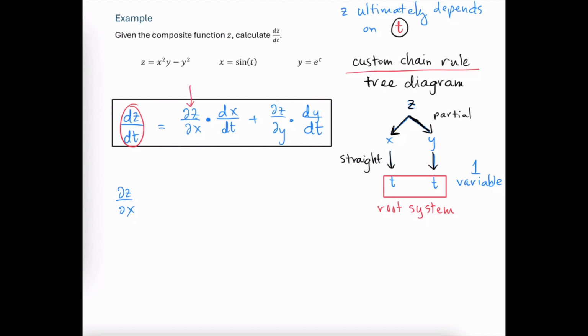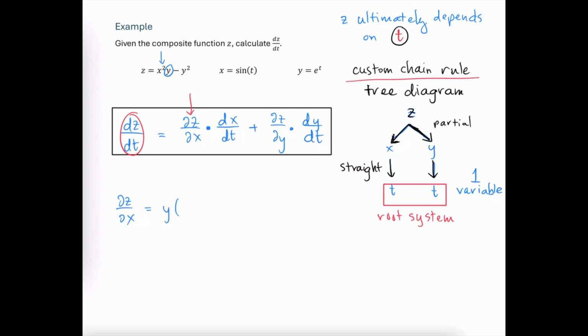Partial z with respect to x, we look at our z function. If we're evaluating the partial with respect to x, that means we're holding y constant. This y is a constant multiple, we'll just pull that out, and then the derivative of x squared is 2x. Minus, this y is again being held constant, and the derivative of a constant is 0, so this is going to be 2xy. Now we need dx dt. Here's our x function, it depends only on t, so the derivative of x with respect to t is going to be the derivative of sine, which is cosine.